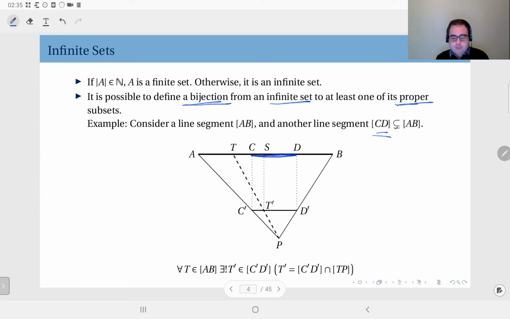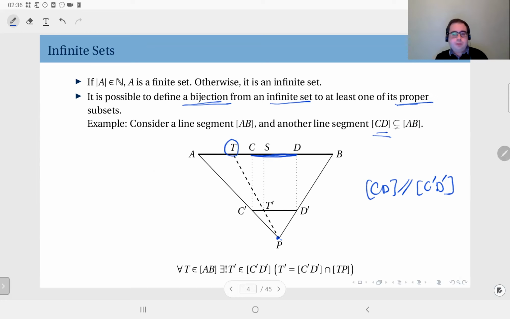Now, C prime D prime here, okay, this is parallel to CD. So it's parallel to the AB segment also. But what I'm doing is I'm going to connect A and C prime and B and D prime, and they, let's say, intersect at point P to form the triangle PAB. Now, take any point on line segment AB, let's say T.